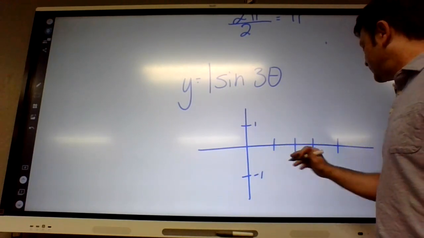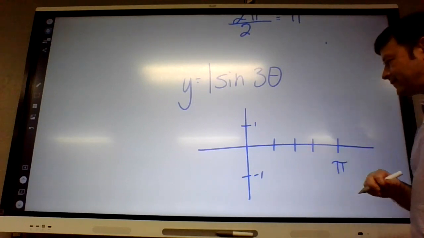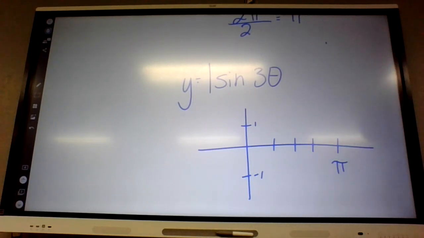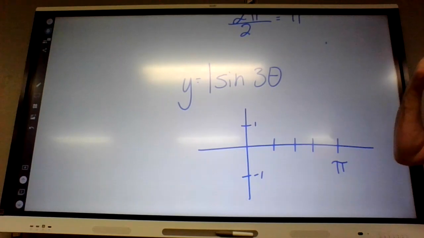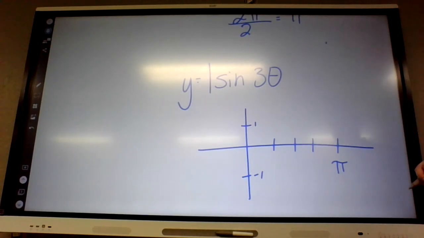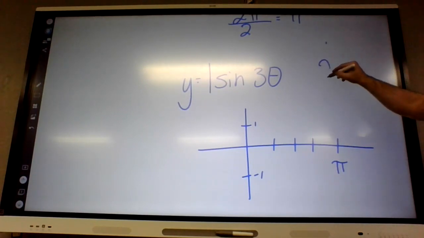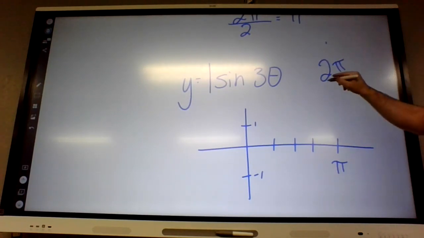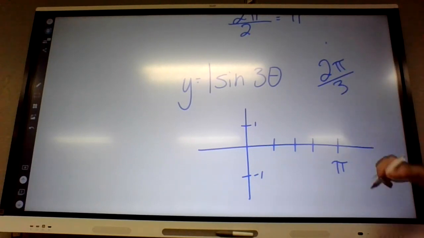The period is different, but they didn't change the graph. They still put pi out there. So what is the period going to be on this one? 2 pi by 3, right, which is 2/3 pi.